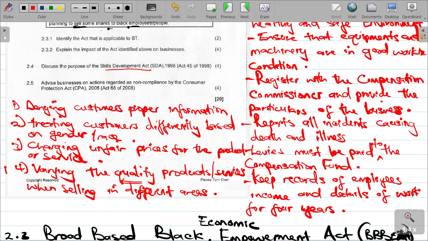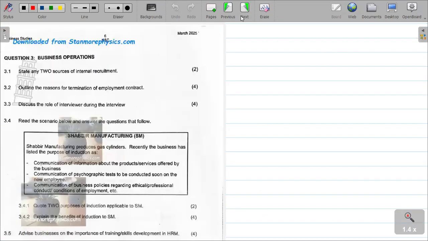Let's move on to question 3, which is business operations, right? 3.1, state any 2 sources of internal recruitment, right? I'm going to state sources of internal recruitment, right?